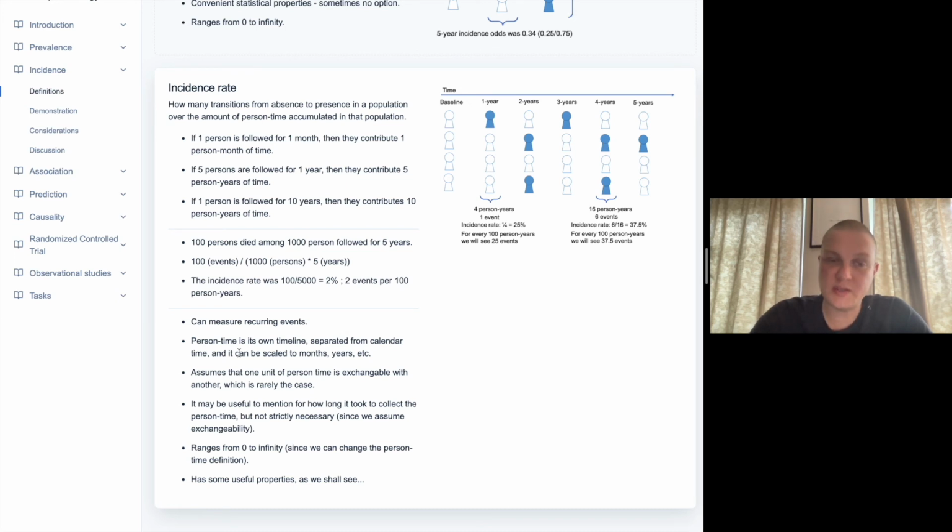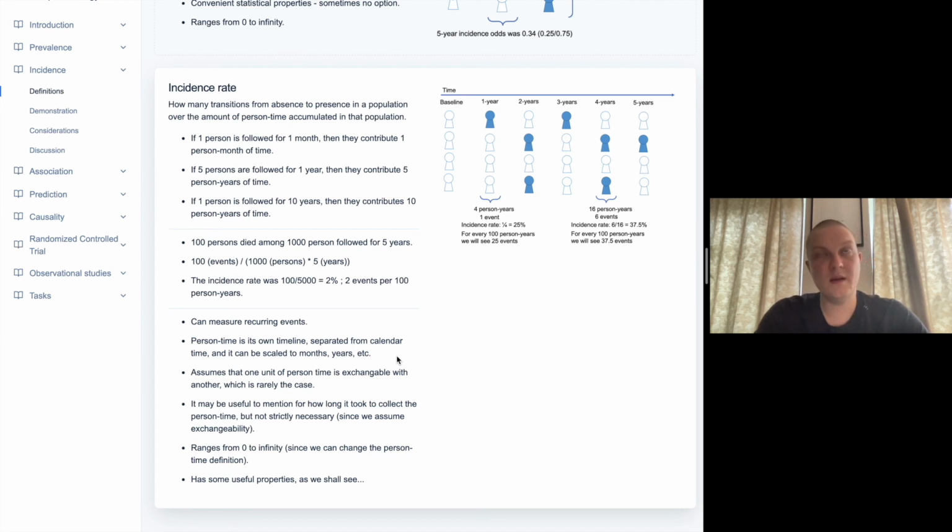As I said, person time is its own timeline. It's separated from calendar time. It can be scaled to months, years, whatever suits the study. Now, it does assume, and it's a strong assumption, that 1 unit of person time is exchangeable with another, and that's rarely the case. So what do I mean by that?